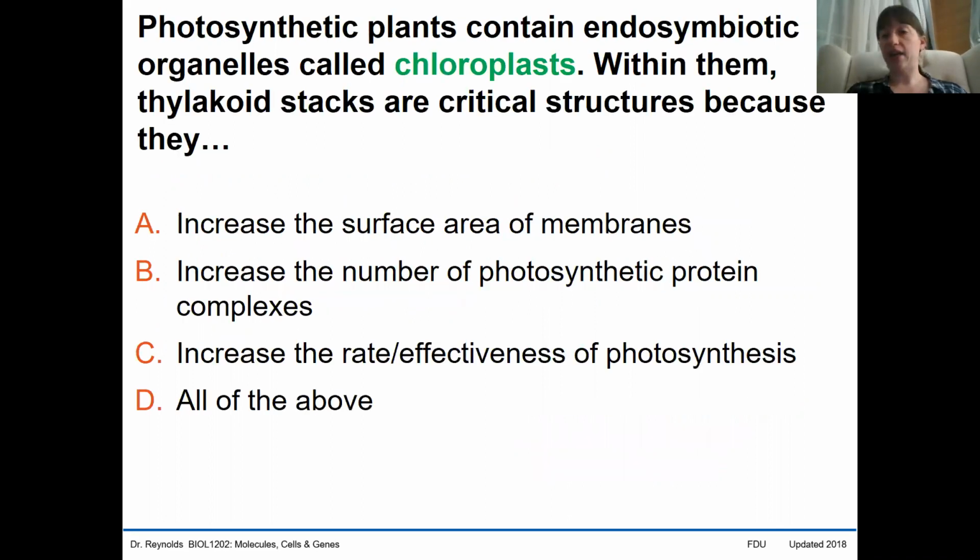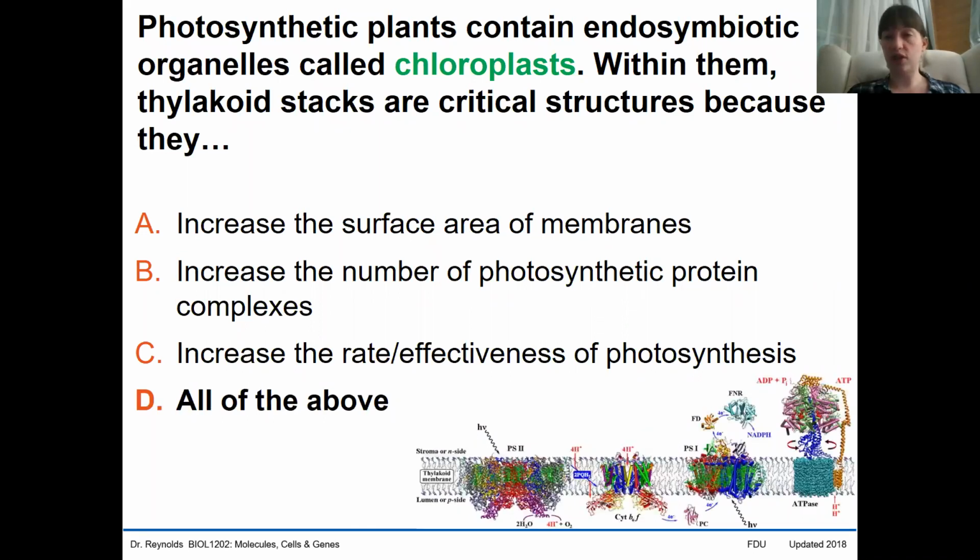So photosynthetic plants contain endosymbiotic organelles called chloroplasts, and within them are thylakoid stacks that are critical structures because they do what? Well, thylakoids are going to have lots of membranes, a large surface area, which means they contain a large number of photosynthetic proteins, and all of that is going to increase the rate or effectiveness of photosynthesis. This is an example of where having a large surface area of specialized membranes increases their functionality.